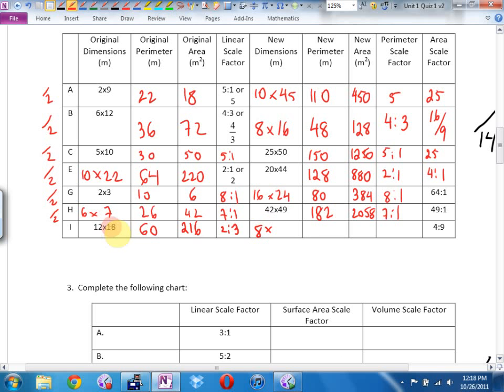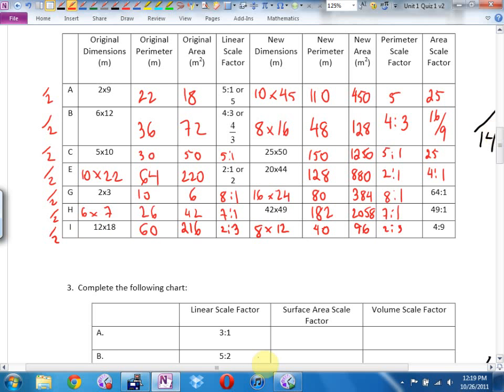12. 8 by 12 is going to have a perimeter of, add them together, double, 40. That's going to have an area of 8 times 12. 12 times 8 is going to be 80 plus 16, 96. And the perimeter scale factor is the same as linear, 2 to 3. So give yourself a score on that question out of 14, please.